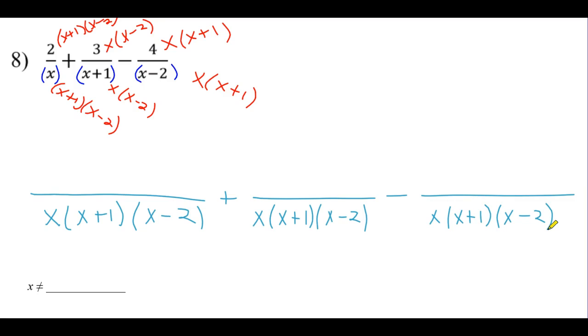So the last two are actually a little bit easier. If I distributed this through, it would just be 4x squared plus 4x. And then this middle one here, if I distribute this through, it would be 3x squared minus 6x.